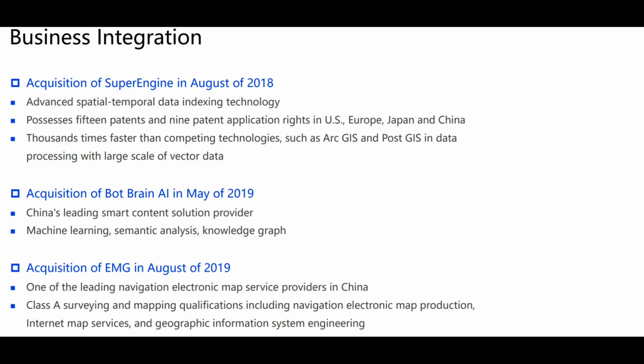And also in 2019, they did the acquisition of BotBrain in artificial intelligence, which is China's leading smart content solution provider for, of course, machine learning, semantic analysis, knowledge graphs. And then in the same year, they also did the acquisition of EMG, which is one of the leading navigation electronic map services providers in China.